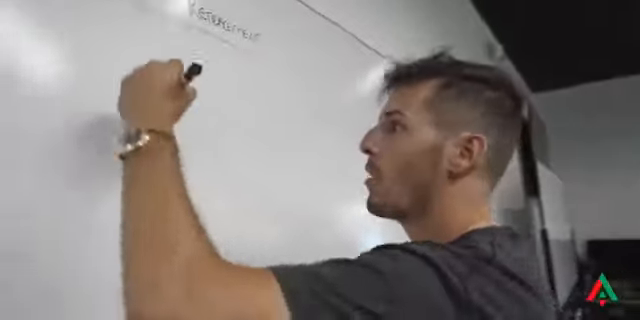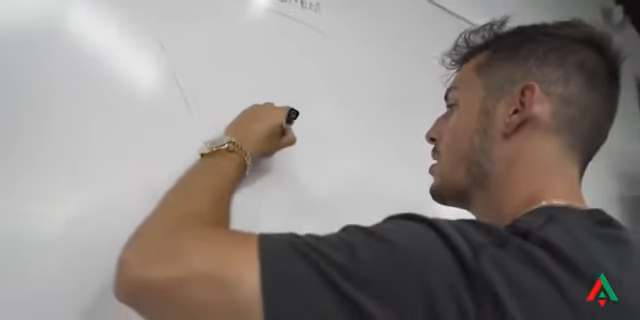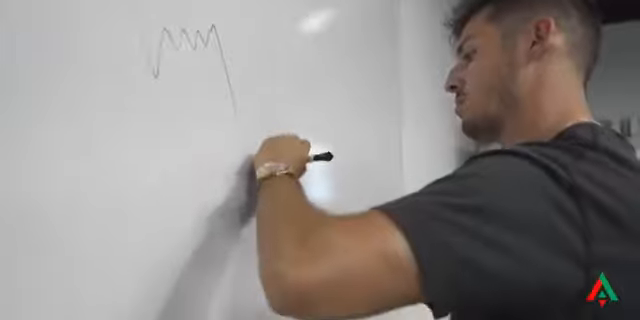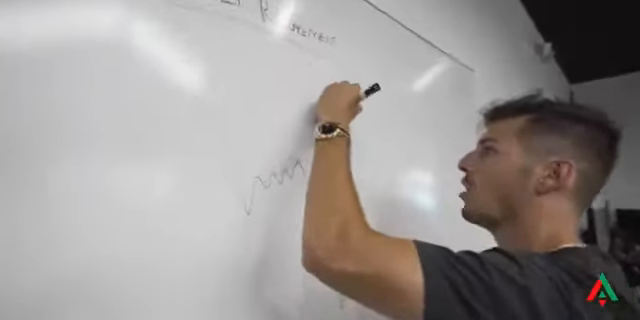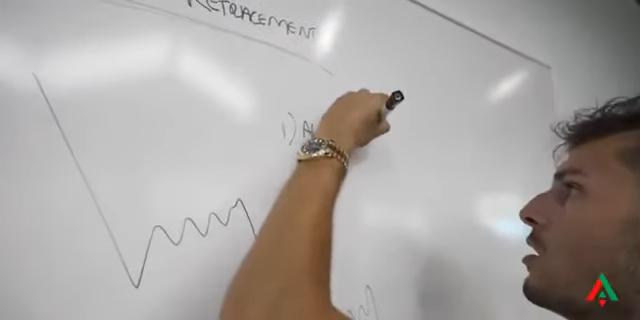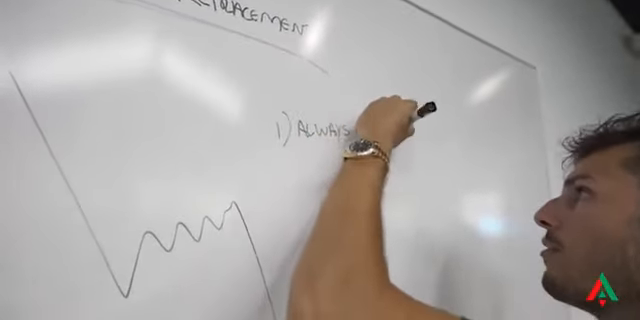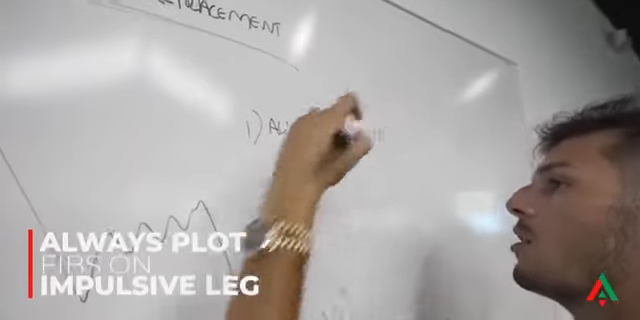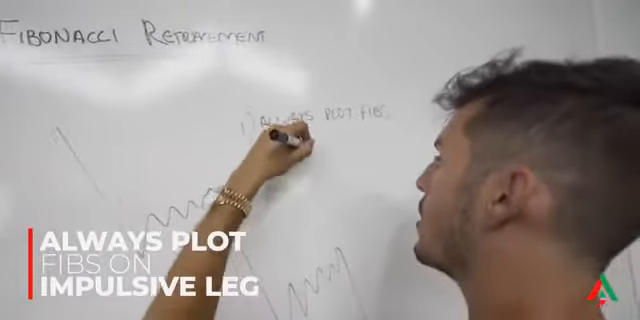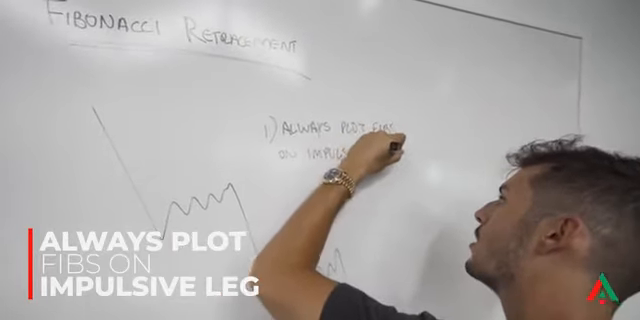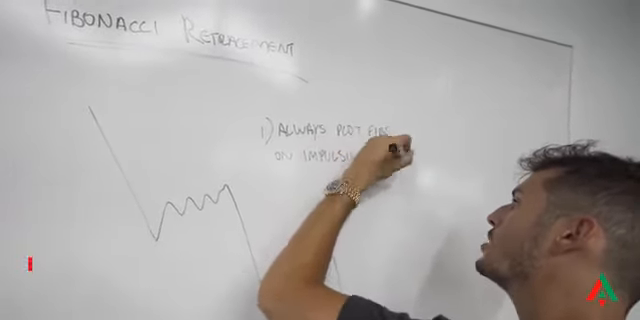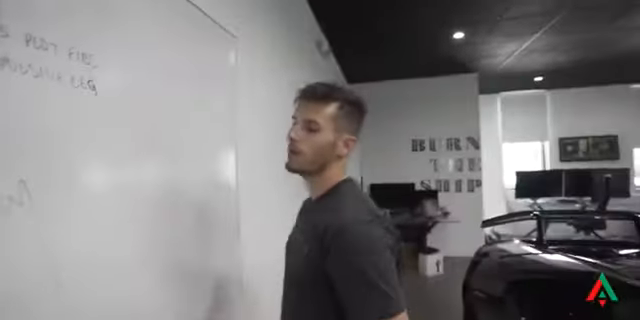When you have your impulses, let's draw this. Always draw your fibs from your impulsive leg. So rule number one: always plot fibs on the impulsive leg. So always plot your fibs on your impulsive leg.